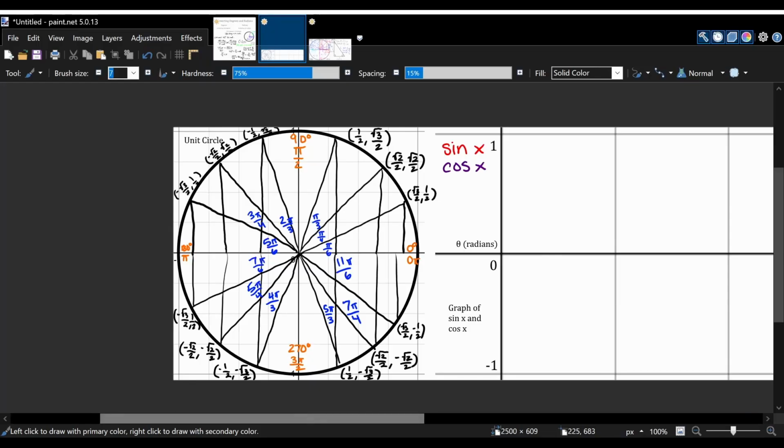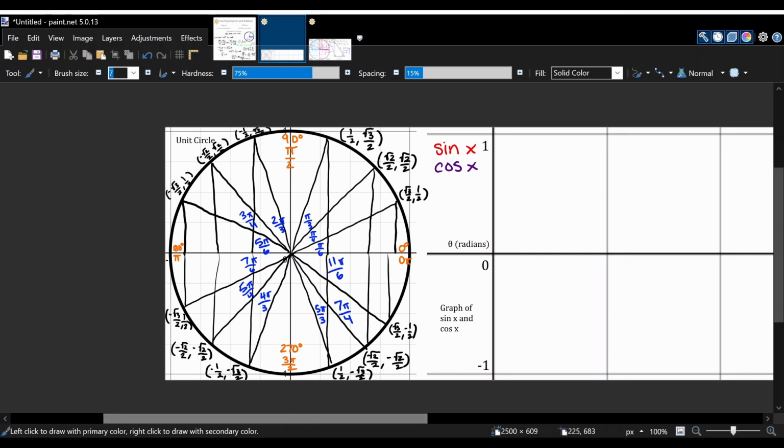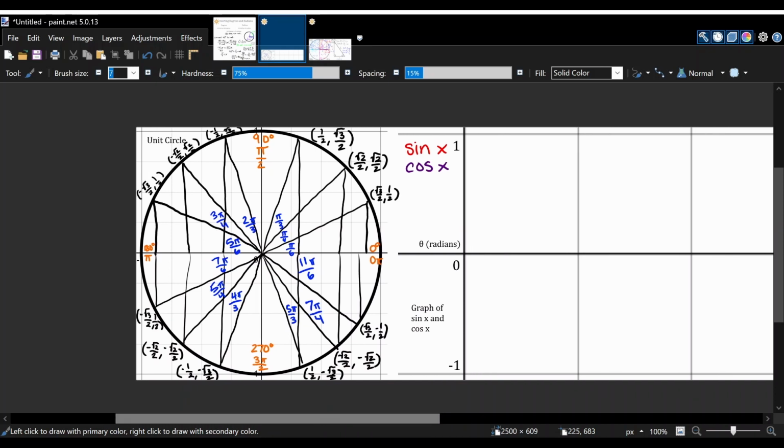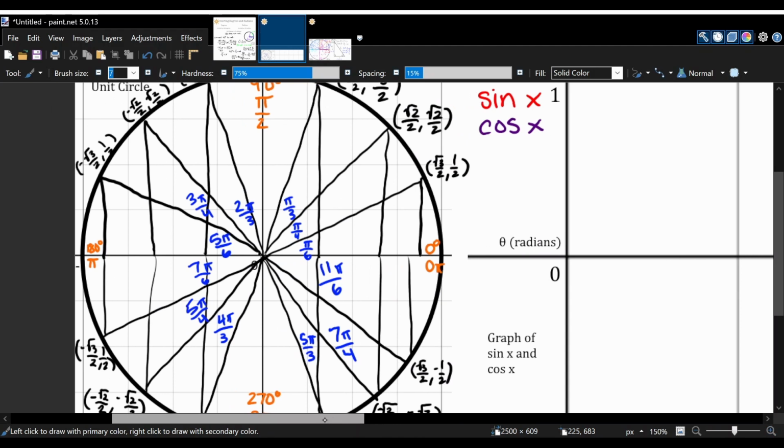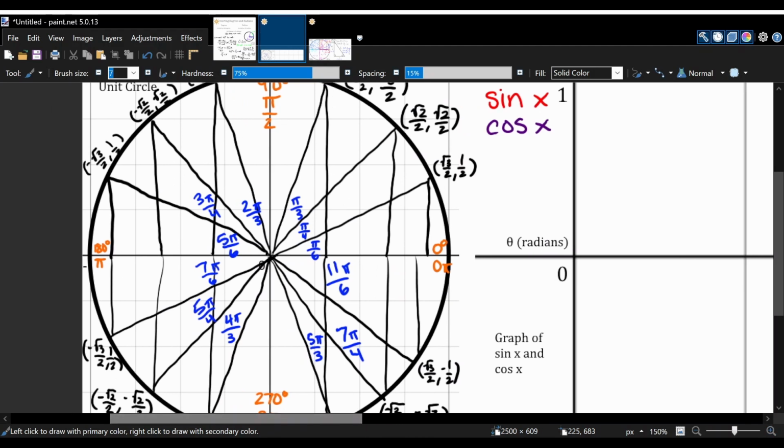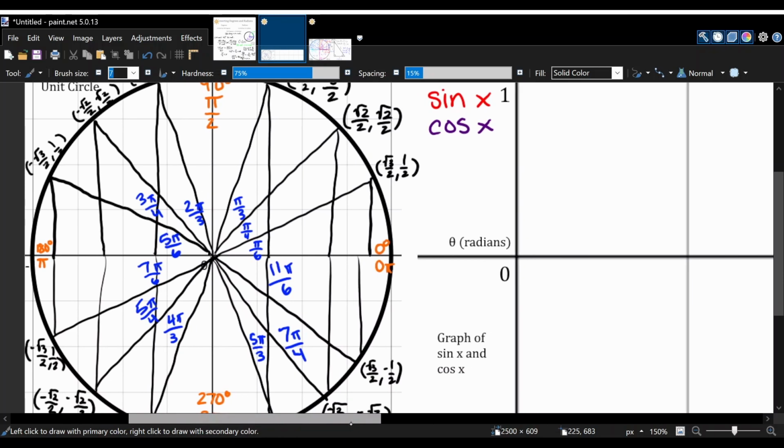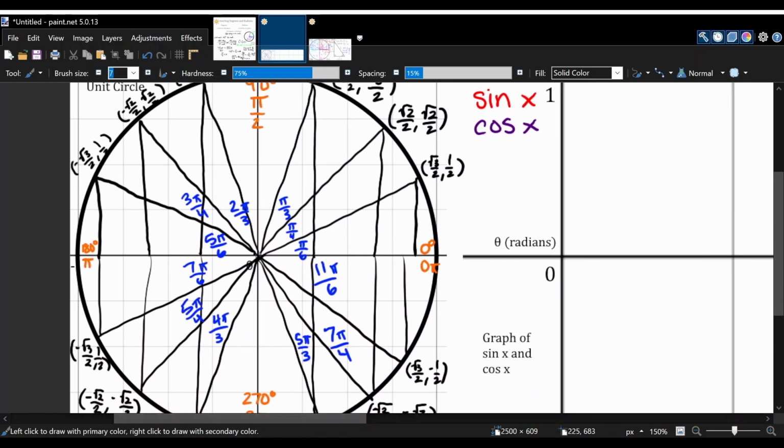Hello, in this video, I'm going to be showing you how to graph the functions sine of x and cosine of x. So here you can see I have a unit circle that I made and filled out. It's not perfect, so I encourage you to look one up online, and if you aren't aware of what a unit circle is, then I would recommend that you watch the video that I made on that.